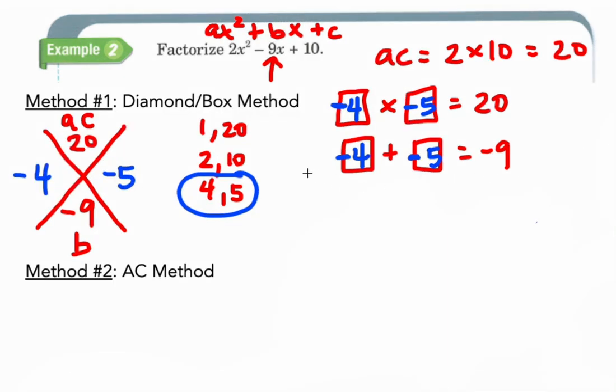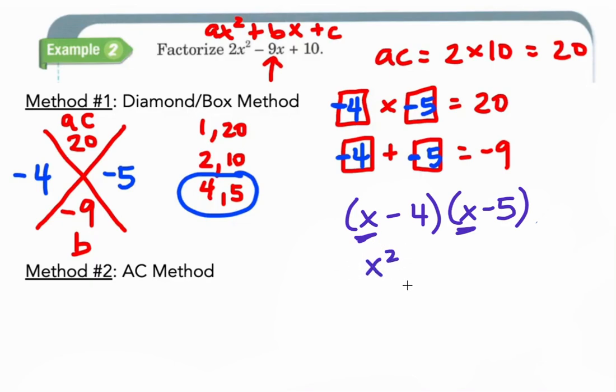Okay? So you're probably wondering, all right, so I did all that work. Negative 4 and negative 5 must be my answers, right? x minus 4 times x minus 5. Well, that doesn't work because as soon as you multiply your first two terms, you only get an x squared. And then also when you multiply negative 4 and negative 5, you get a positive 20. That's not what we're looking for here, right?